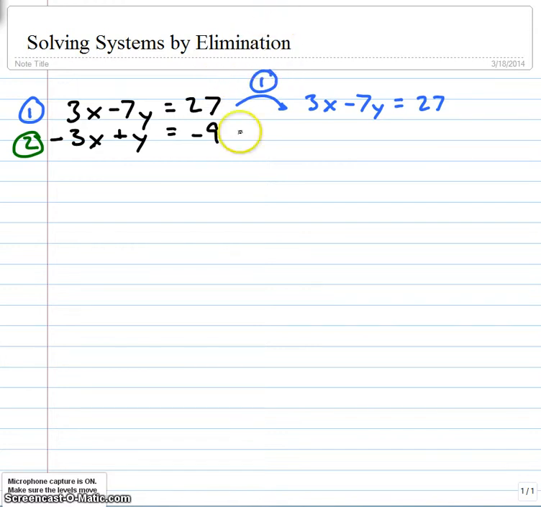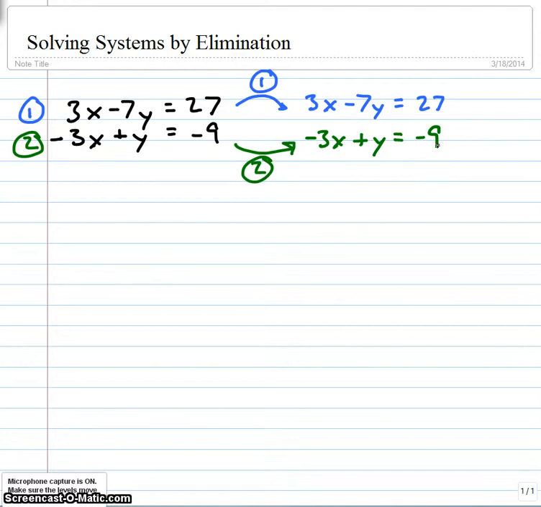I want to keep track of what I'm doing, so that way if I have to go back and check where did I go wrong, or if I want whoever's checking my work to know what I was actually doing, it makes it a little bit easier on the both of us. So for this green one, I'm also not going to do anything to this one. I'm going to keep it as negative 3x plus y is equal to negative 9.